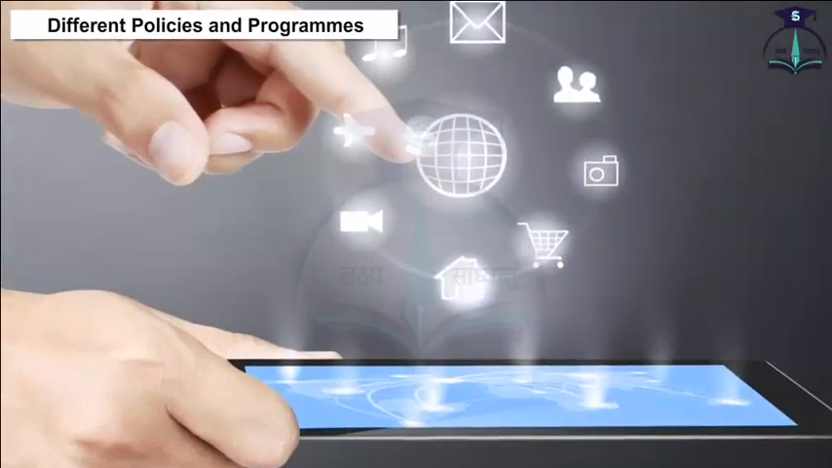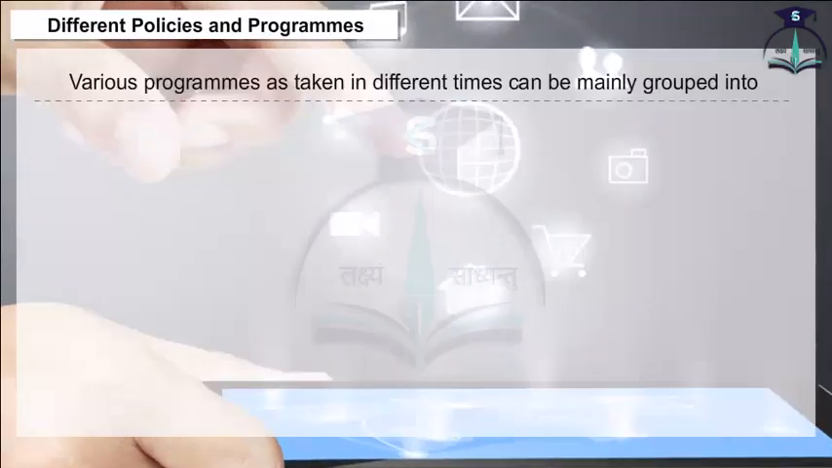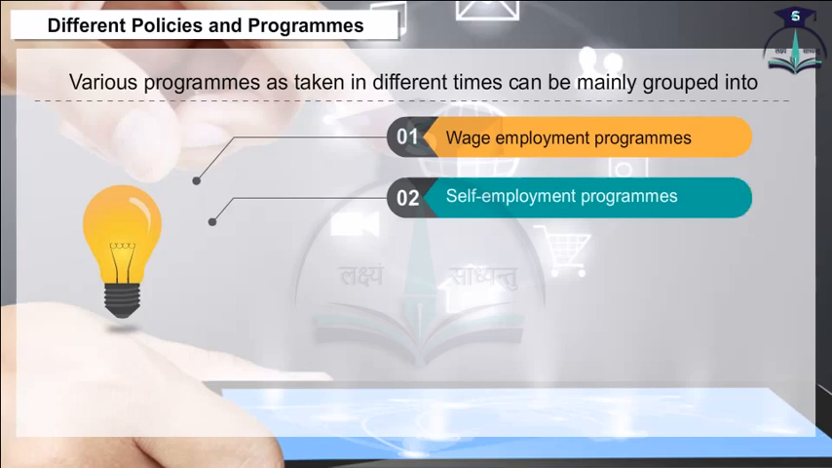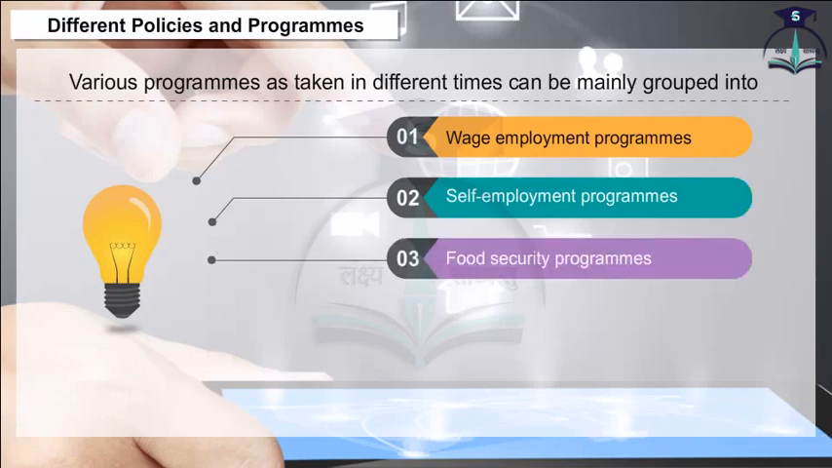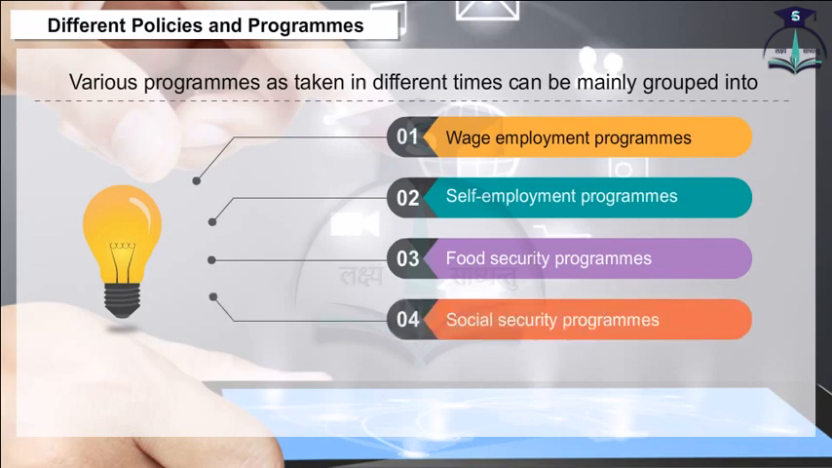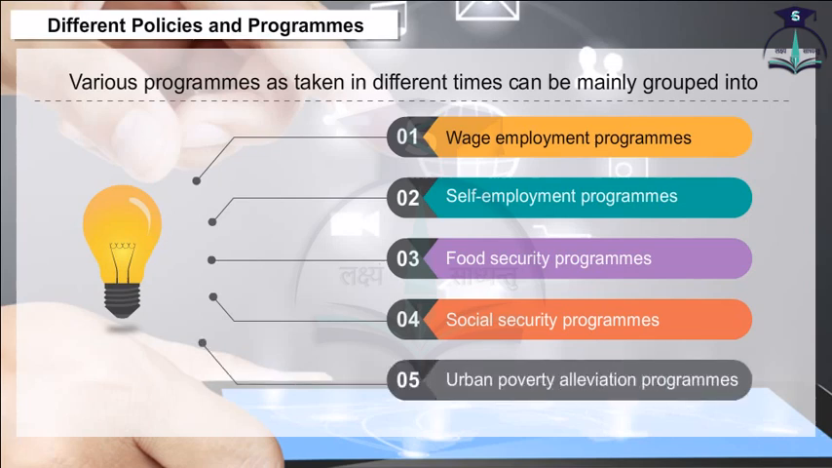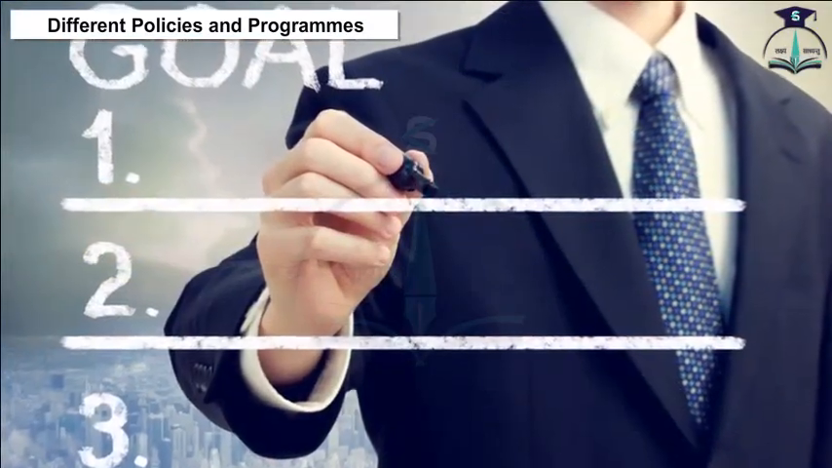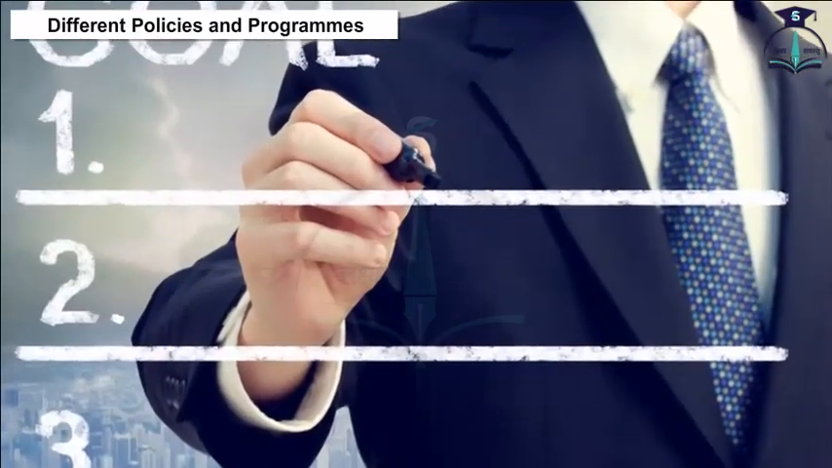Different policies and programs. Various programs as taken in different times can be mainly grouped into: 1. Wage employment programs, 2. Self-employment programs, 3. Food security programs, 4. Social security programs, and 5. Urban poverty alleviation programs. In order to achieve these goals, several programs have been taken up.